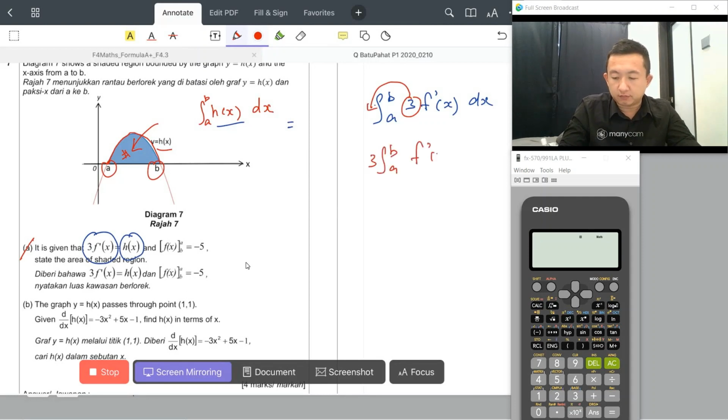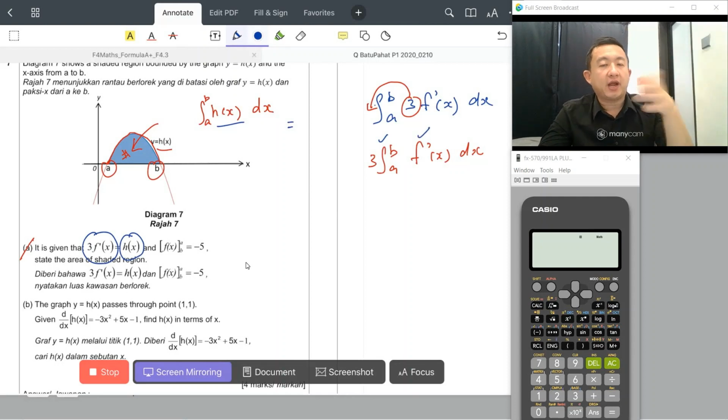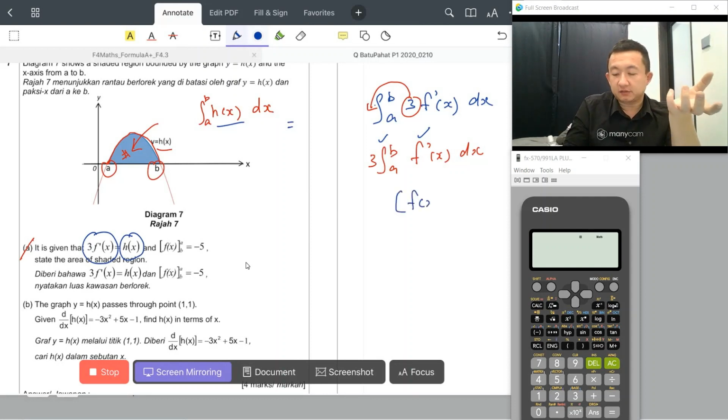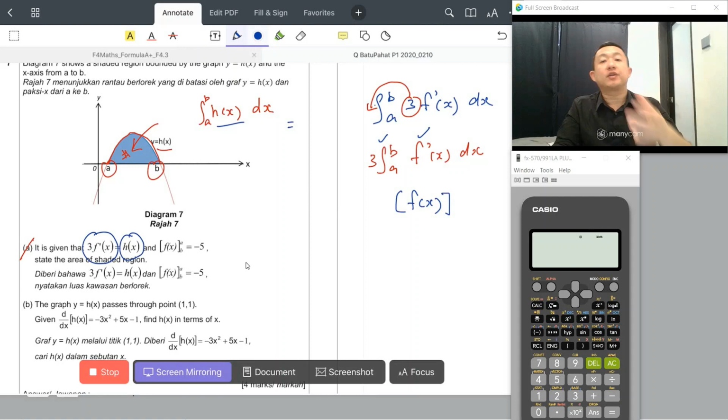Then you pay attention to these two. When you integrate f prime x, what do you have? Of course, you have fx, because when you differentiate fx, you have f prime x. So when you integrate f prime x, you have fx with the same limits and 3 in front, multiplied. And this is what you have for now.